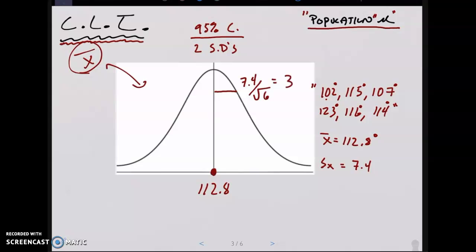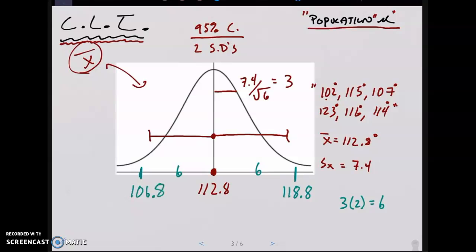So now, I'm trying to build this 95% confidence interval, so I need to add 2 standard deviations to the right, and I need to subtract 2 standard deviations to the left. If I take my standard deviation, which is 3, and multiply by 2, I get 6. So if I take 112.8 and add 2 standard deviations, that's going to get me out here to 118.8. And if I subtract 6, that'll get me out to here. So this distance is 6, and this distance is 6. That'll get me to 106.8.